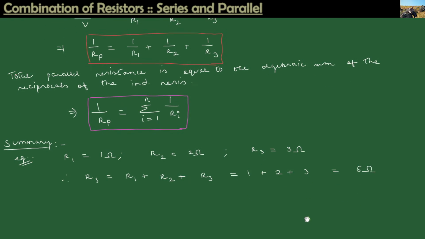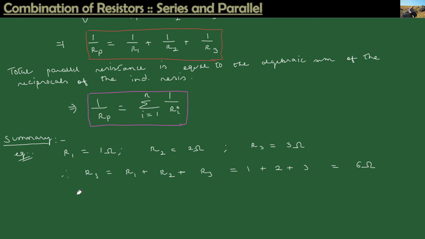What is our conclusion from here? When you look at the value of Rs equal to 6 ohms, the total resistance Rs is very much larger than the largest individual resistance. R3 having the value of 3 ohms is the largest resistor.